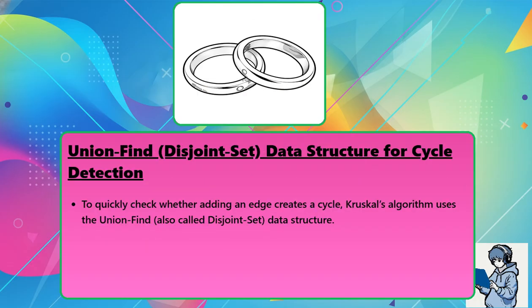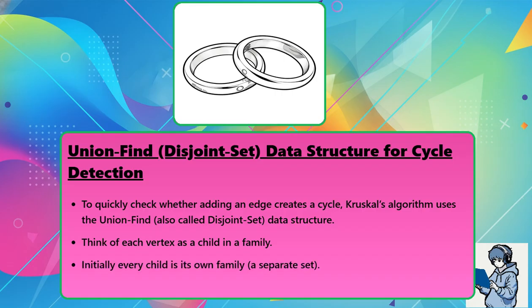To quickly check whether adding an edge creates a cycle, Kruskal's algorithm uses the union-find, also called disjoint set, data structure. Think of each vertex as a child in a family. Initially, every child is its own family, a separate set. Find tells us which family a child belongs to, its set representative.